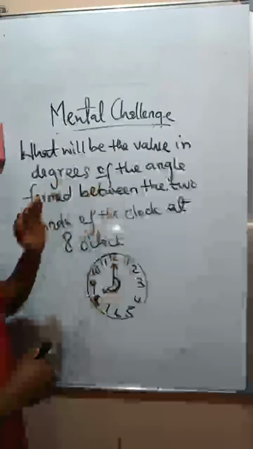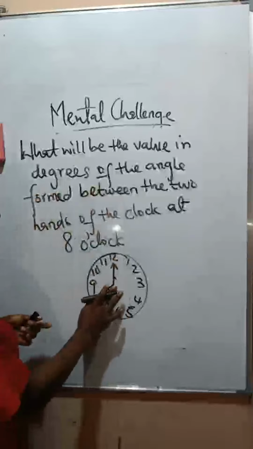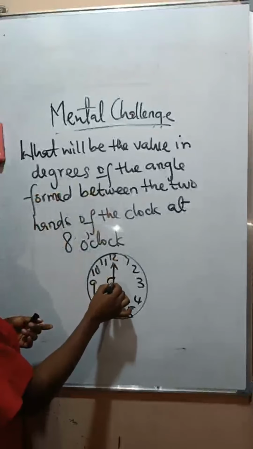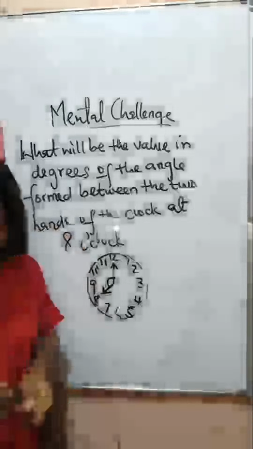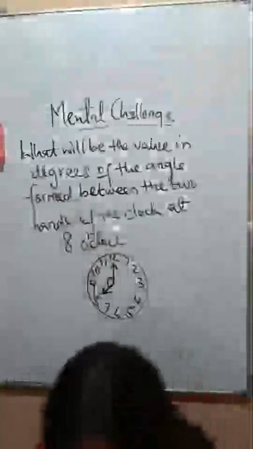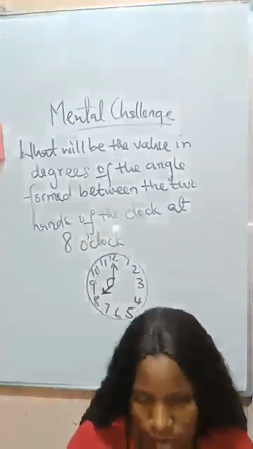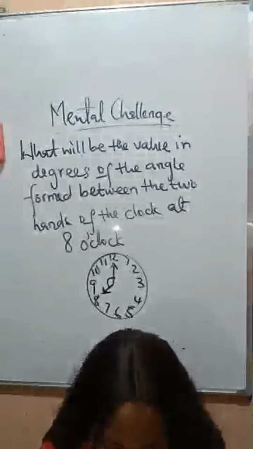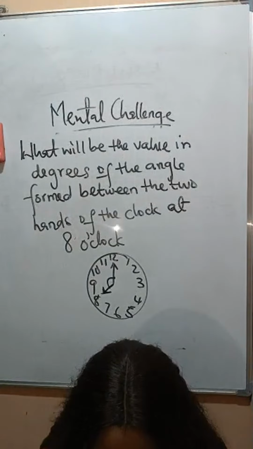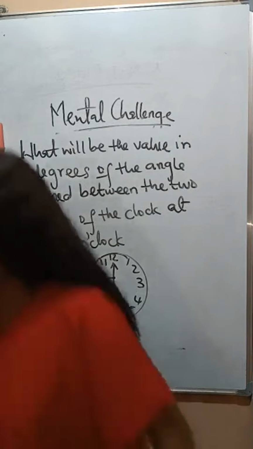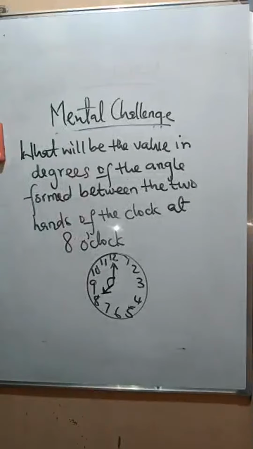The degree of the angle formed between the two hands, sorry. So it has to be this. All right, let's go. Let us go. So I have 120. Sorry, excuse me.